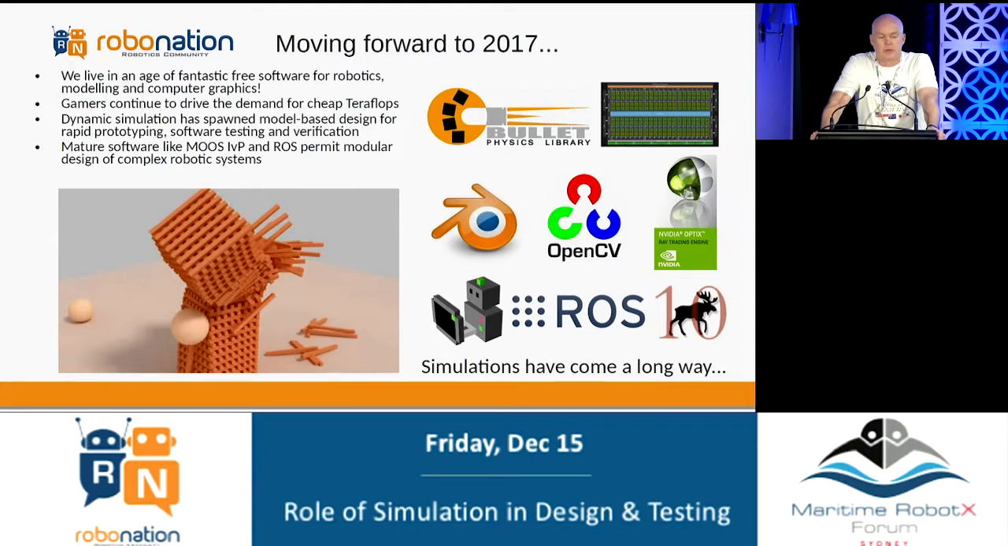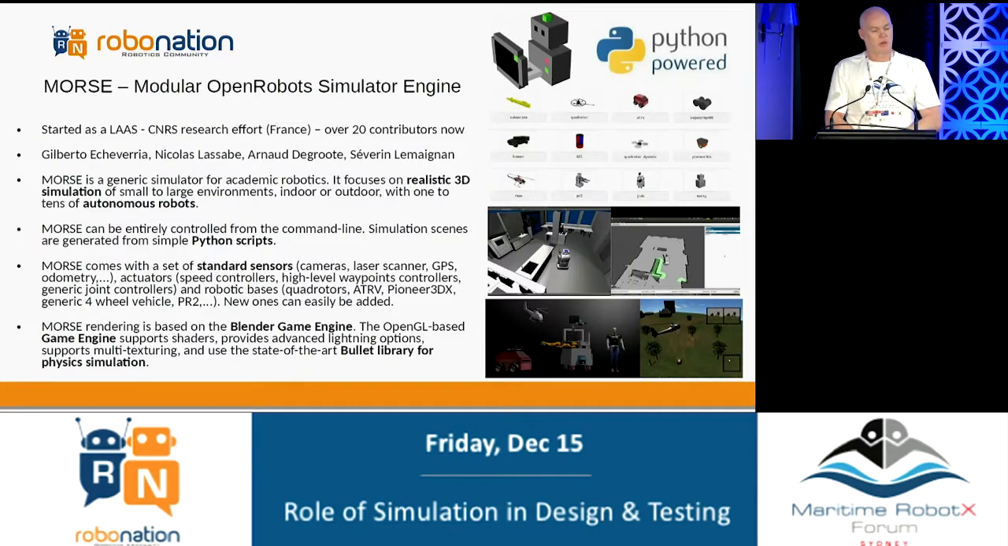There are also a collection of very fine libraries like the Bullet Physics Library, OpenCV for machine vision, NVIDIA OptiX, Blender, mature middleware such as ROS, Moose, and that little robot Morse down the left-hand side there is really what I'm going to focus on. It's the Modular Open Robots Simulation Engine, which is a project out of France. There are the main people responsible for it there. This information is really just copied off the Morse website, so you can read that at your leisure.